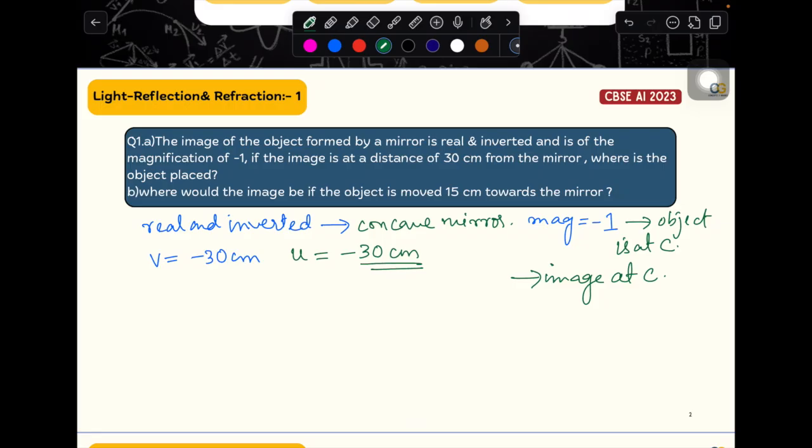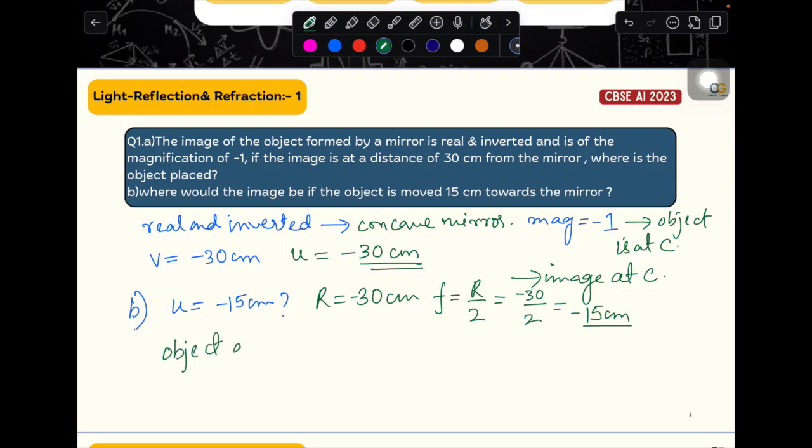Now, the second part of this question states: where would the image be if the object distance is moved to 15 centimeters? I need focal length, right, to find the image distance. So how can I get focal length? Previously, my object was at 30, which is the distance at C. So the distance at C is nothing but R. So R is equal to 30 centimeters, right? So the focal length will be R by 2, which is equal to -30 by 2, which is equal to -15 centimeters, right?